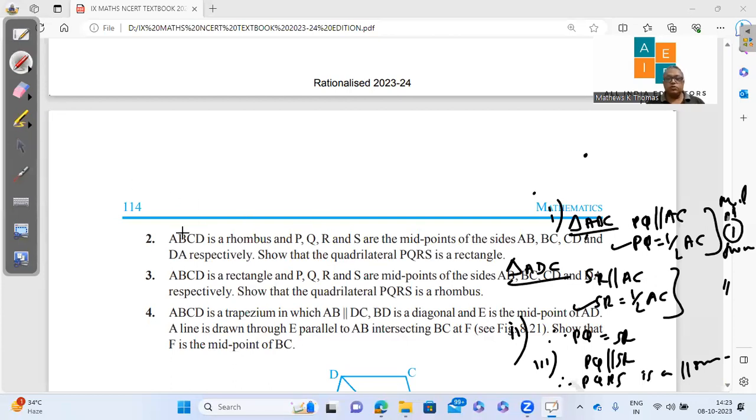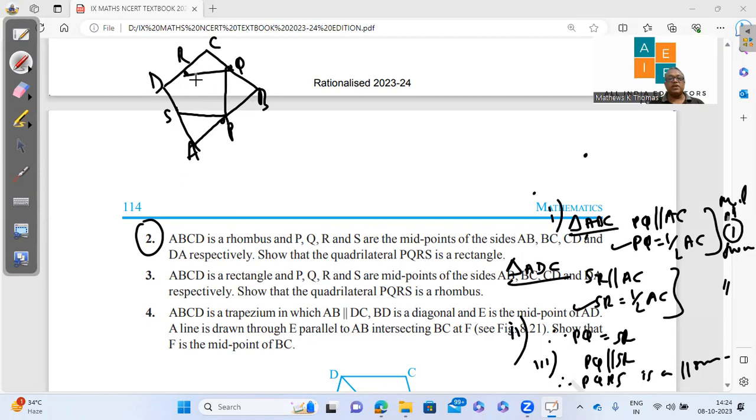Okay, now let's see question number 2. ABCD is a rhombus. Now we know that a rhombus is a figure which has all four sides equal. Let's assume this is a rhombus, and P, Q, R, and S are the midpoints. So this is P, Q, R, and S. They are midpoints. Show that the figure that is formed inside is a rectangle. We need to prove that PQRS is a rectangle. Now, please remember, the first part of the proof will remain the same. That means in all these questions, first we need to prove that this is a parallelogram.